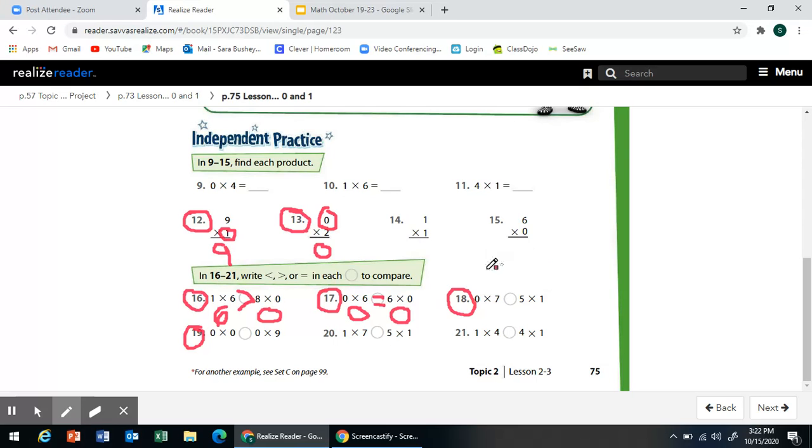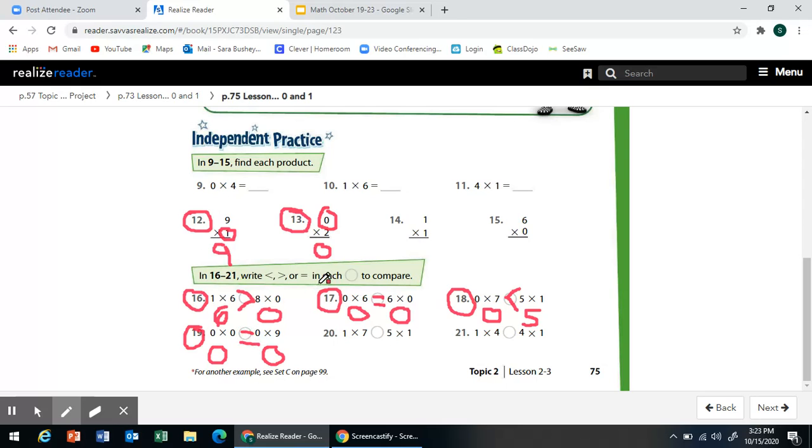Okay, let's begin. So on number 18, you should have written down on your paper that 0 times 7 is 0. 5 times 1 is 5. And when I'm putting my symbol in here, I should know that 0 is less than 5. Last one, and then you are moving on to independent work. 0 times 0 is 0. 0 times 9 is 0. That means 0 is equal to 0.